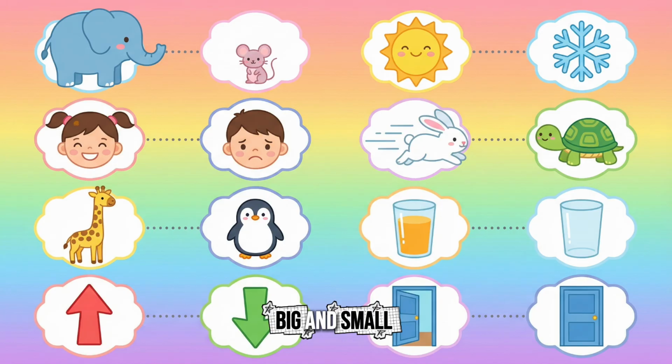So today we learned 8 pairs of opposite words. Big and small. Hot and cold. Happy and sad. Fast and slow, tall and short, full and empty, up and down, open and closed.